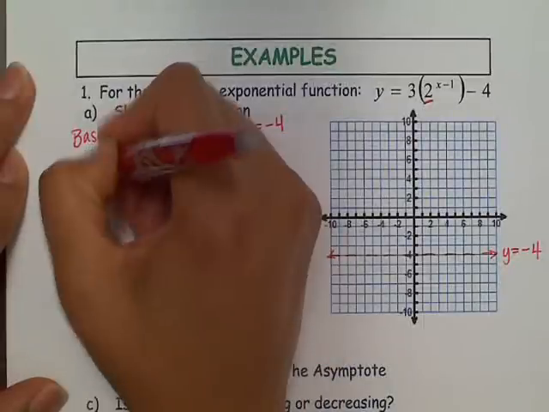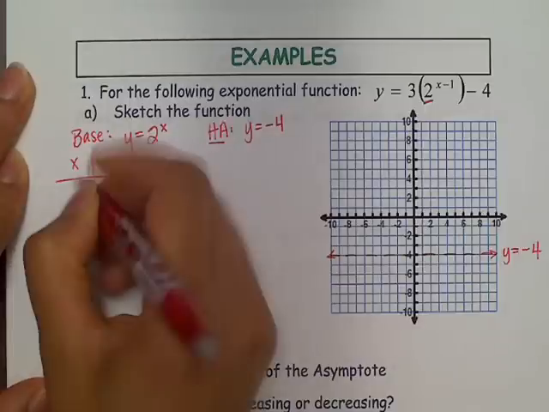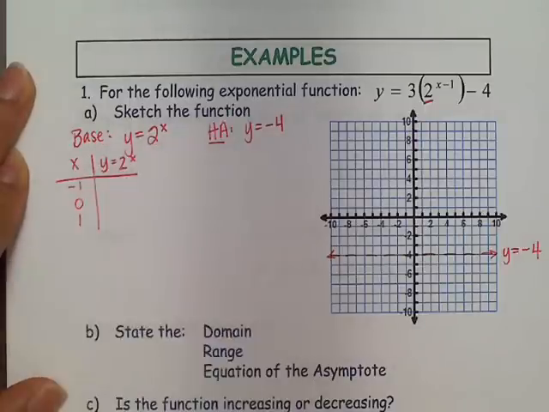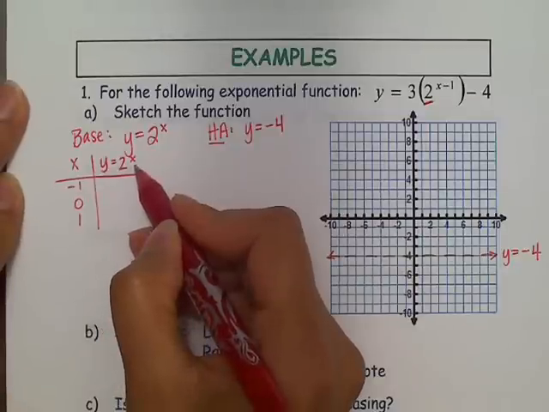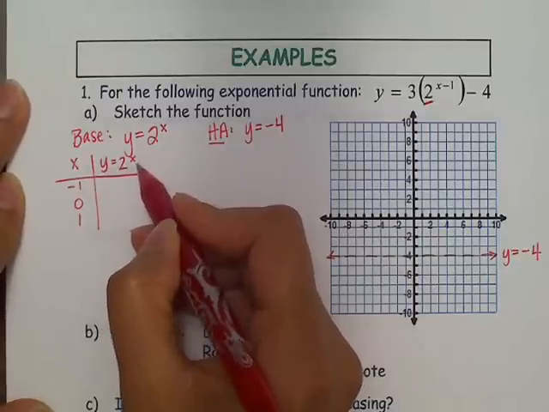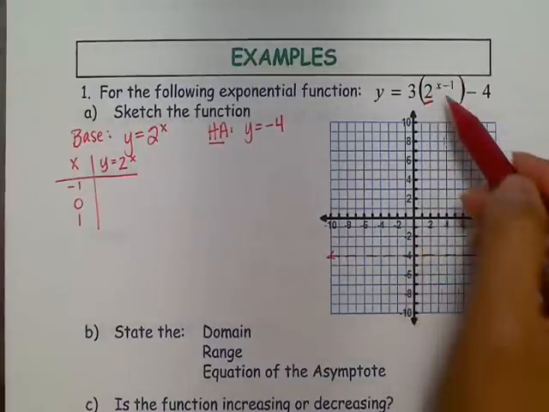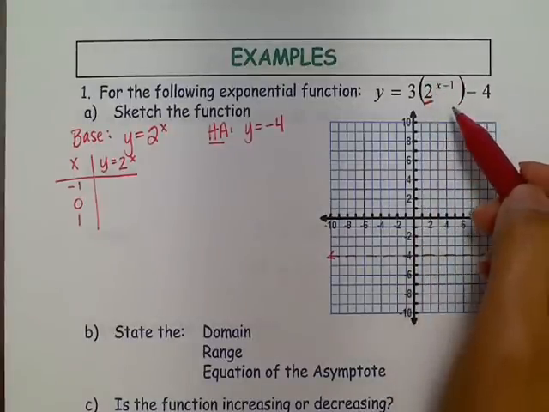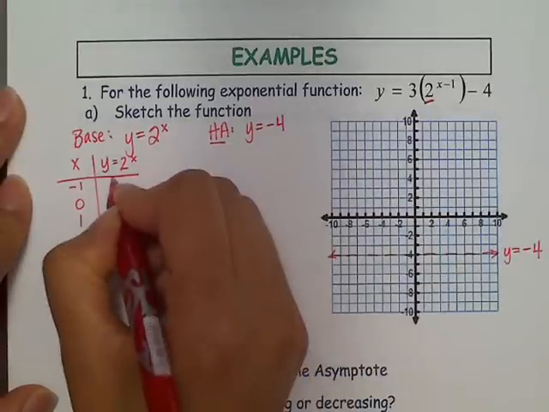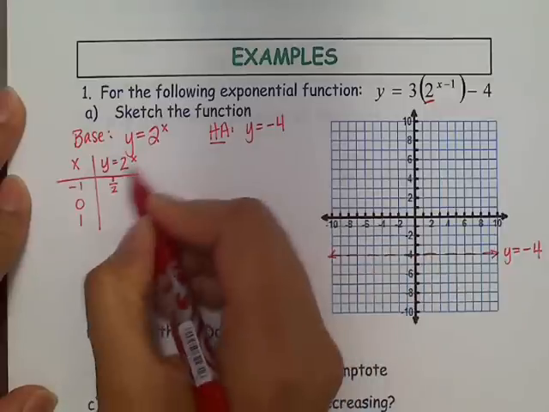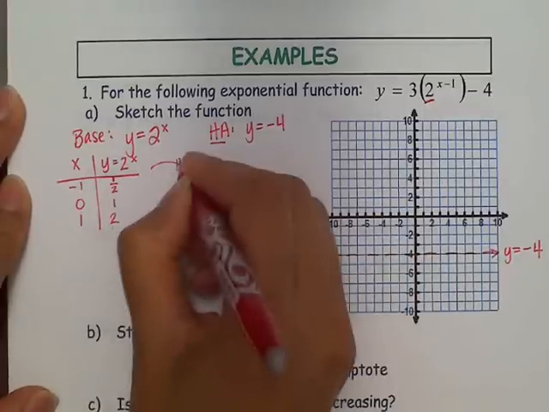Now I'm going to come up with key points for the base graph, x and y equals 2 to the exponent x. I'm going to choose simple values for x: -1, 0, and 1. I'll plug them into the base function, and this will give me the key points for this particular base graph. Because it's an exponential function, your base function can change, so we have to look at it based on this particular example. I get 2 to exponent -1, which is 1/2, then 2 to exponent 0 is 1, and 2 to exponent 1 is 2.